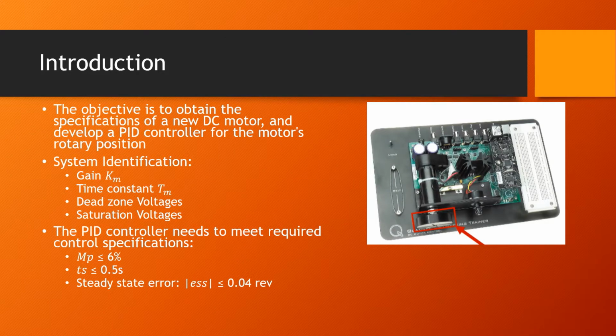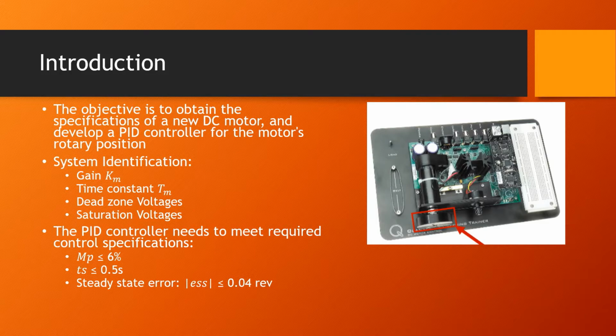The objective of this lab is to design a PID controller for a newly developed DC motor. However, the specifications for the DC motor are absent, thus need to be determined. The things we need to determine for the DC motor are the Km gain, time constant Tm, the DC motor's dead zone and saturation voltages.